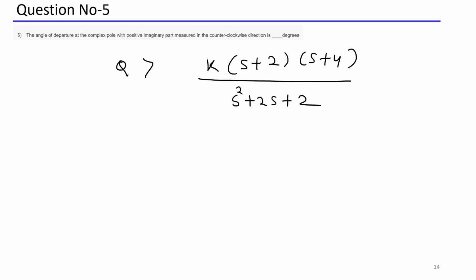Remember that the angle of departure and angle of arrival is always calculated at a complex pole. If poles are complex, then you need to find it out. If poles are not complex, then there is no need to find the angle of departure and angle of arrival, so don't waste your time calculating it. So first, this pole is s square plus 2s plus 2. You find out the roots, and definitely these roots are complex. So you need to find out the angle of departure and angle of arrival, right?